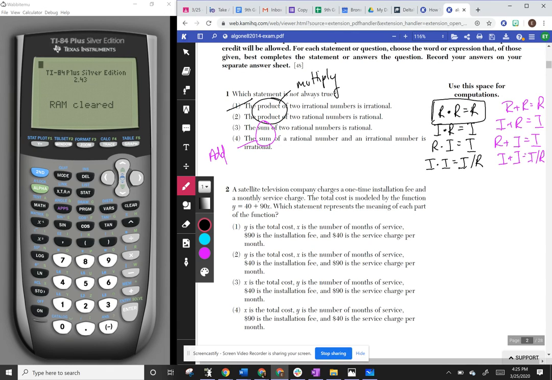The sum of two rational numbers is rational. That is also true. And the sum of a rational number and an irrational number is irrational. So the sum of irrational and rational is irrational. That's also true. And me reading this question very quickly, I missed it. It says which statement is not always true. So since one is not true, that's our answer.